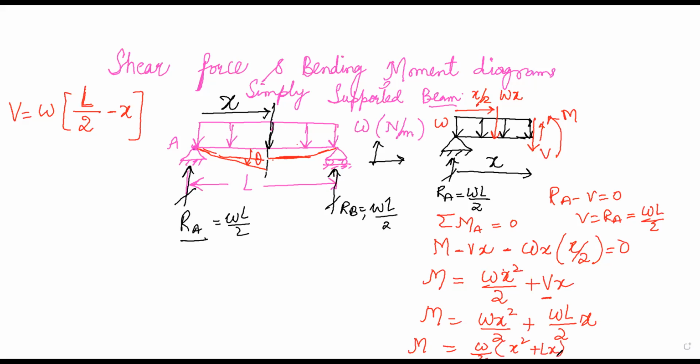So as far as the bending moment is concerned, M is given by W by 2 into (x squared plus L into x). So you see V is a function of x, therefore we also write this as V as a function of x. M is also a function of x, we write this as M as a function of x. Now this is how the shear force and the bending moment vary.